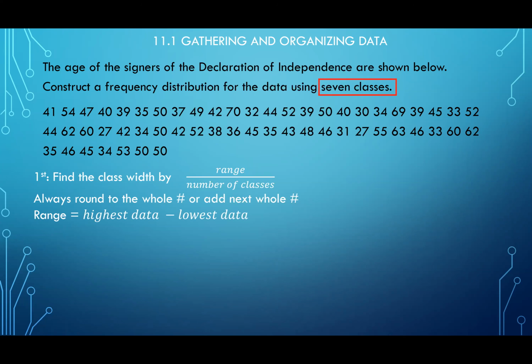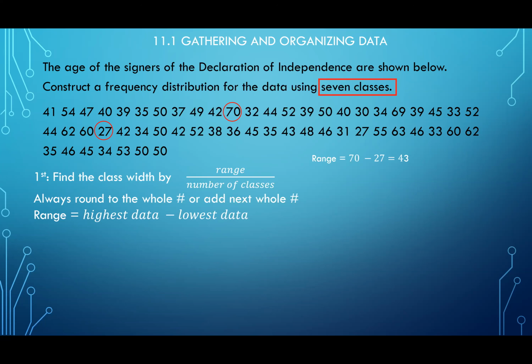And now you probably say, well, Mr. Tran, how do you find the range of your data? Well, the range of your data is basically the highest minus the lowest. So if you glance through this data, doesn't matter how many data we have, we look at the oldest person, which is 70 years old, and the youngest person, who signed the Declaration of Independence, is 27. So the range is, again, from the youngest person to the oldest person, how many years apart they are, which is 70 minus 27.